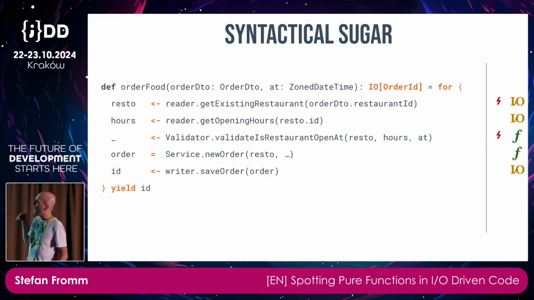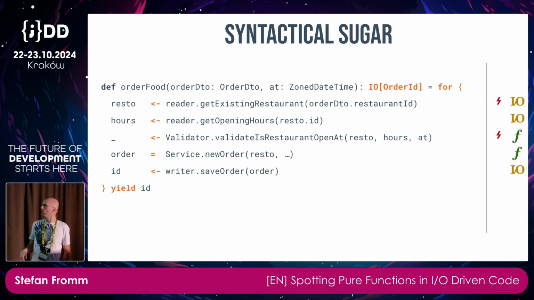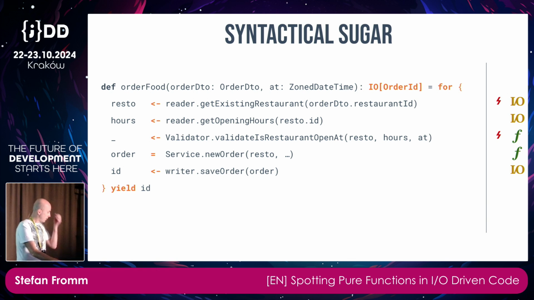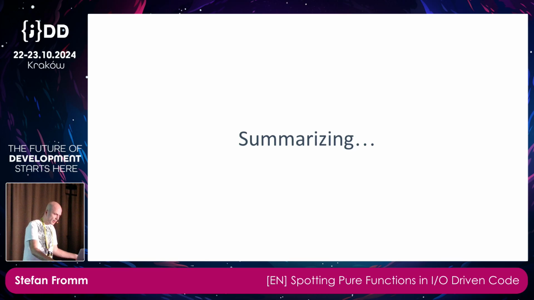And here I have the impression that it's a sequence. Under the hood, it's rewritten to these flat maps and maps in the nested style that I showed you. So this is the way to do I/O in a pure way, in a functional way. And I think it was a lot of stuff. I want to summarize.